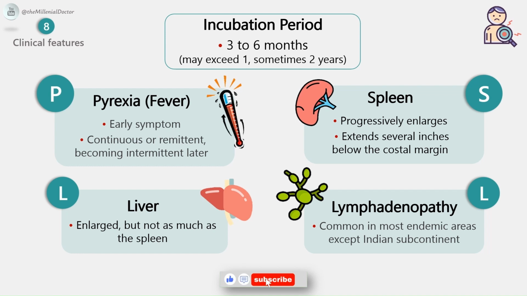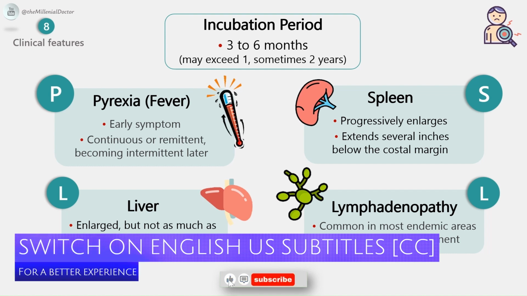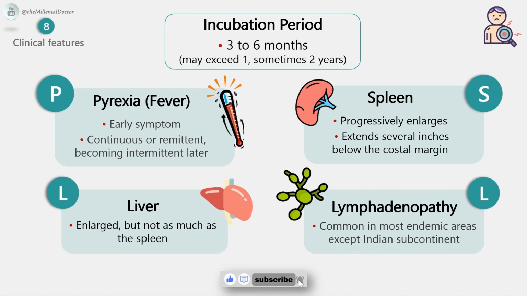Second, splenic enlargement. This is one of the most striking features where the organ progressively enlarges. With the progress of the disease, it extends several inches below the costal margin. Third, liver. It is enlarged but not as much as the spleen. Fourth, lymphadenopathy.